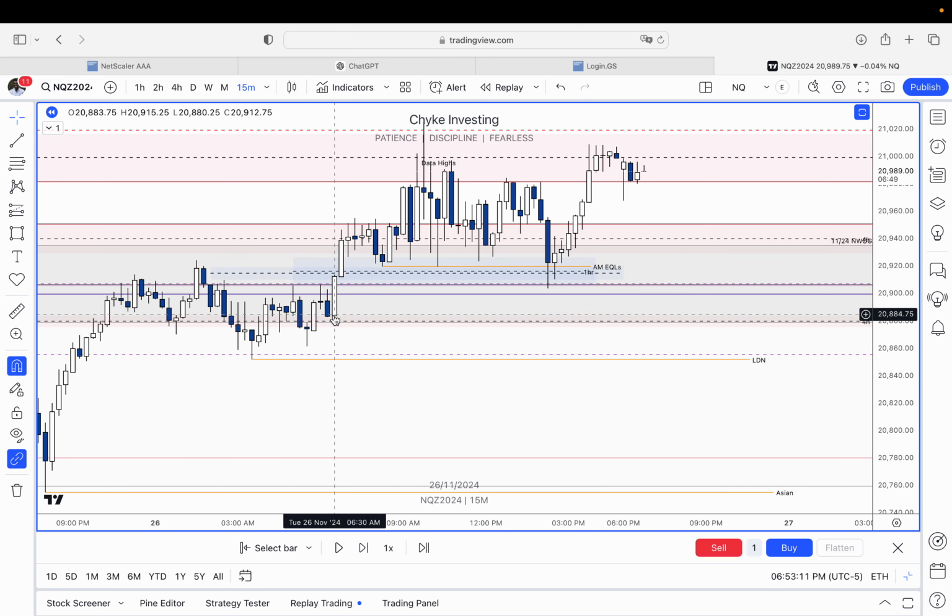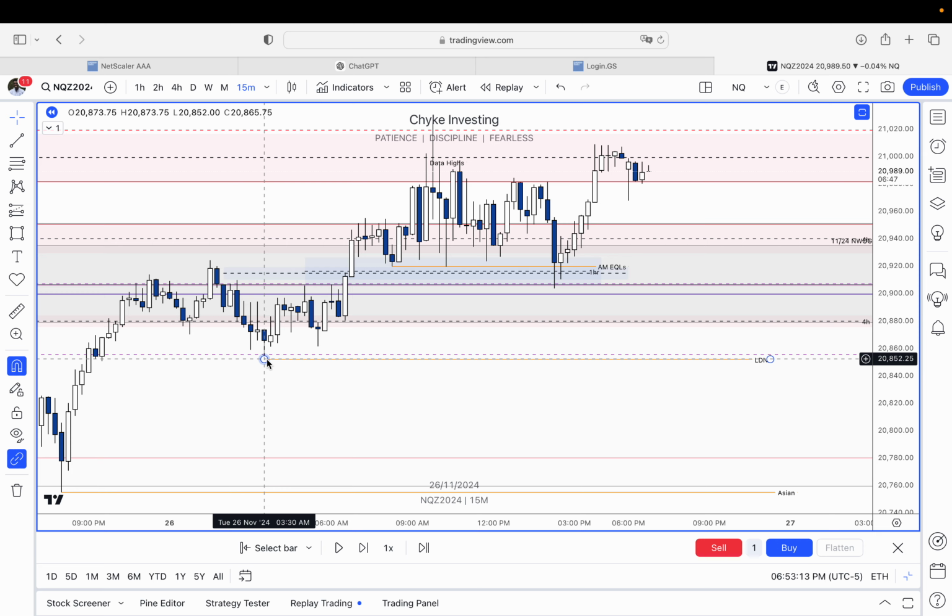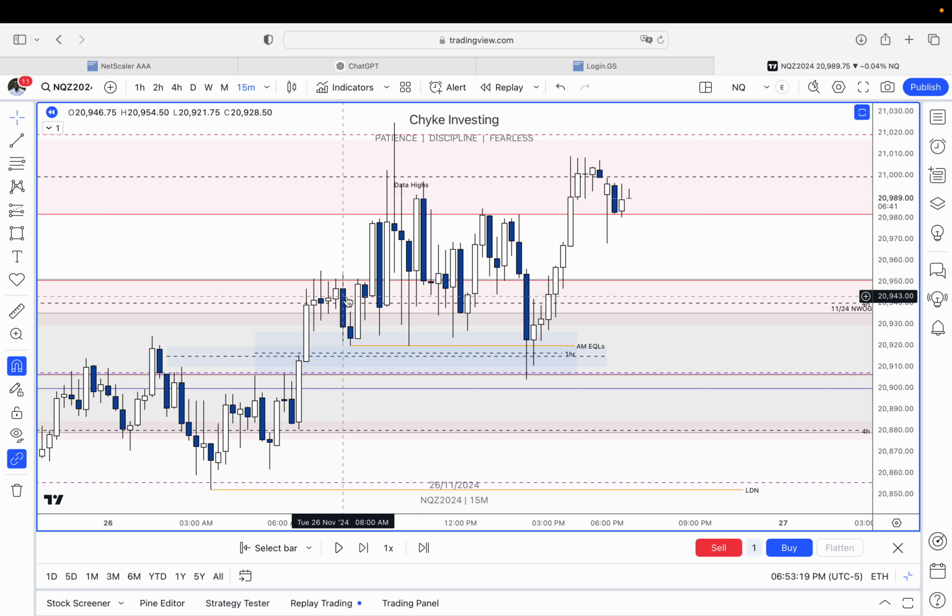Now going into it, overnight we had this London low over here that formed. That's around the 1 hour BISI. Price came higher, right? Closing throughout this new week opening gap. And then going into it, you left this low right here at 8:15 a.m.